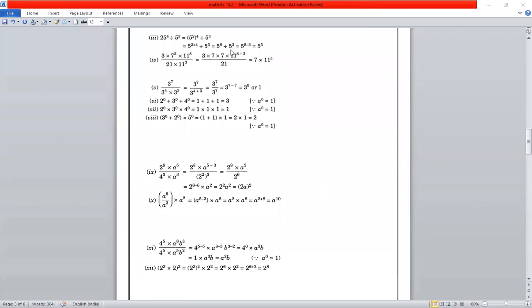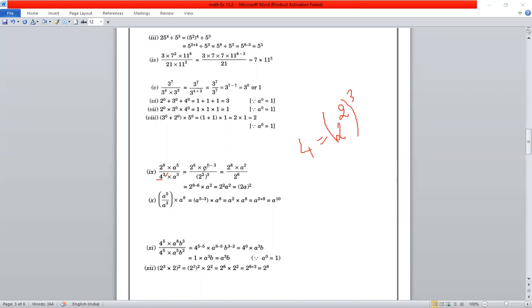Let us go to the ninth question here. 2 to the power 8 into a to the power 5 divided by 4 to the power 3 into a to the power 3. Here what I should do, as I told earlier, this 4 can be written as 2 to the power 2. So 4 is also written as 2 to the power 2, and already we have the power here. So I am not changing anything to that power. Let us keep that power as it is. So this 4 is written in the form of 2 to the power 2 and whole to the power 3. And let us use the laws.